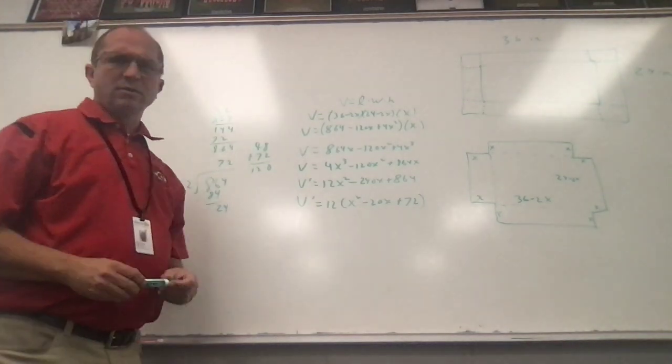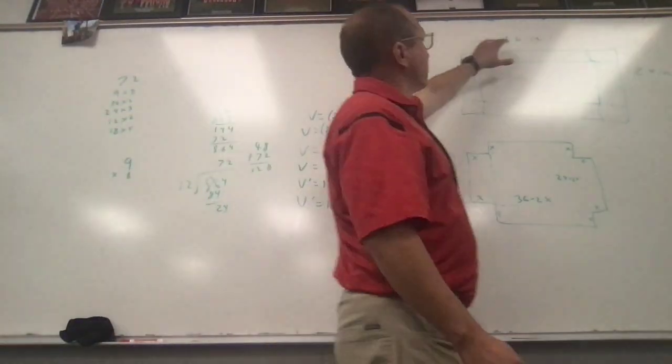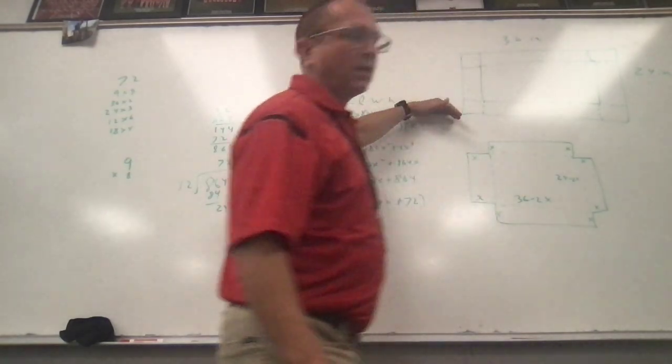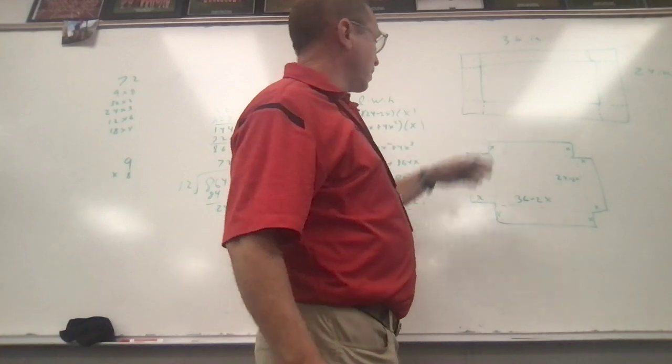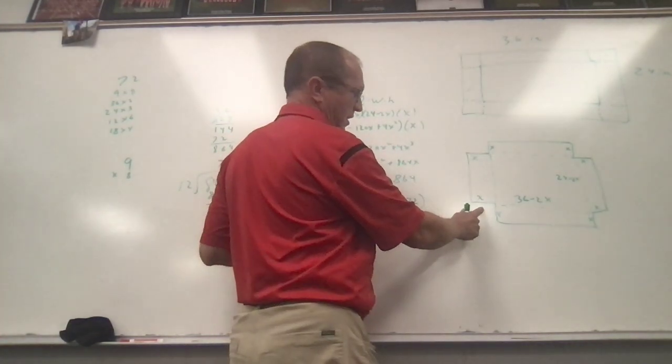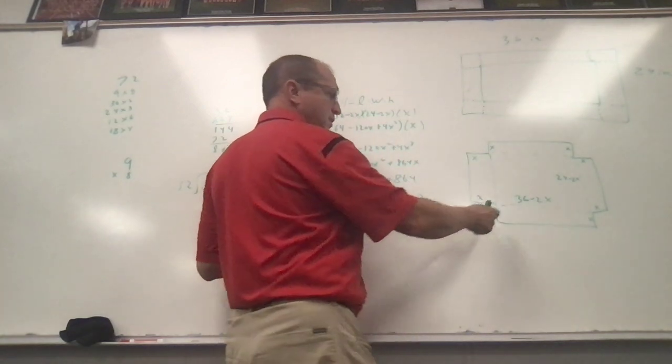So what we've got here is we're trying to construct an open top box from a sheet of 36 by 24 inch cardboard. So we're going to cut the corners out of them, fold them up. It's going to look essentially like this. And of course we'll fold up the edges.